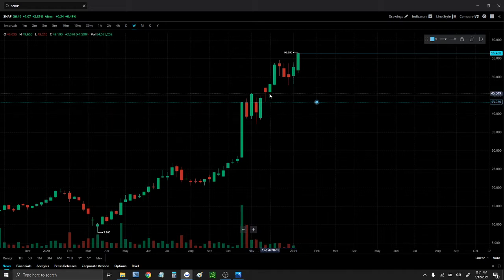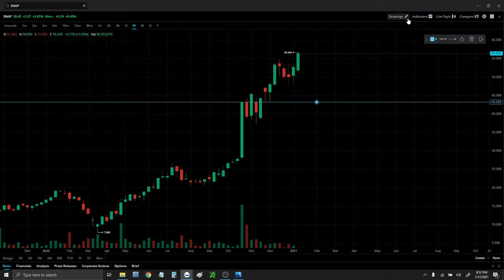Notice here on these following weeks that the wicks touch the bottom. The bottoms touch this line now. So the evolution of a resistance becomes support in the future. Okay? And back and forth, depending upon whichever way the price action has been trading around it.